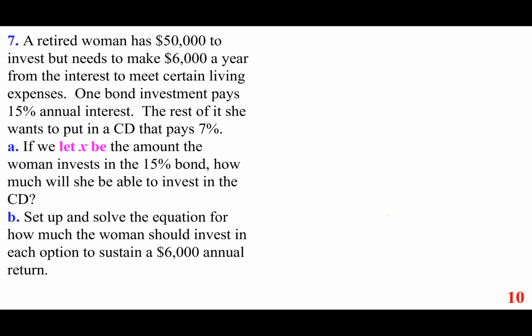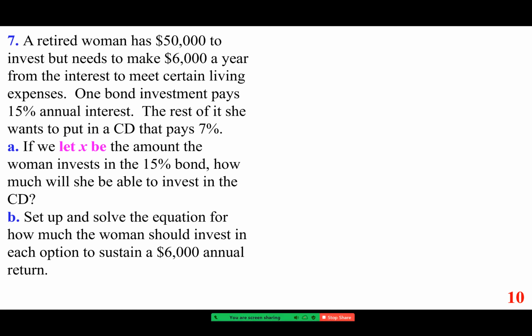A retired woman has $50,000 to invest, but needs to make $6,000 a year from the interest to meet certain living expenses. One bond investment pays 15% annual interest. The rest of it she wants to put in a CD that pays 7%. A, if we let X be the amount the woman invests in the 15% bond, how much will she be able to invest in a CD? B, set up and solve the equation for how much the woman should invest in each option to sustain a $6,000 annual return.